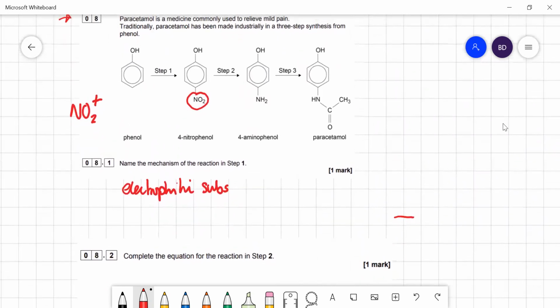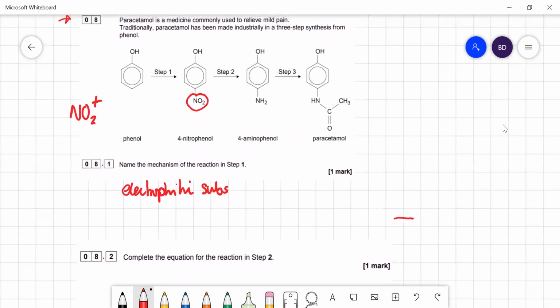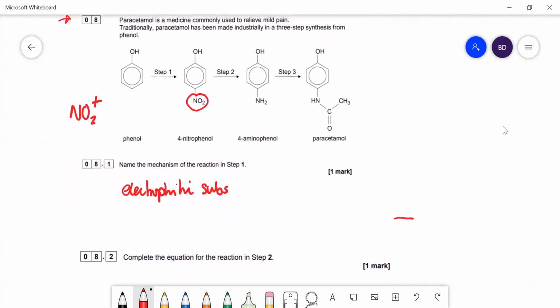All right, complete the equation for the reaction in step 2. Okay, so what we're doing in step 2 is you can see, we are getting that NO2 group and we are reducing it to the amino group. In these kind of reactions, they want you to show the reducing agent as hydrogen in a square bracket. That means a hydrogen atom. Okay, so let's do that.